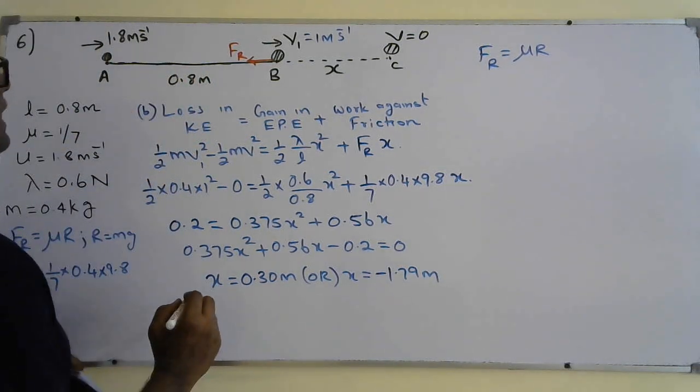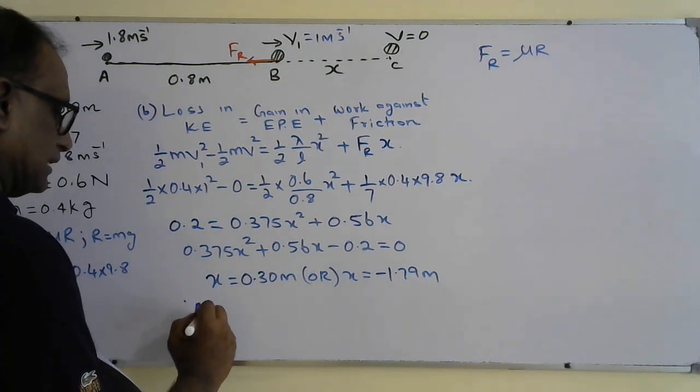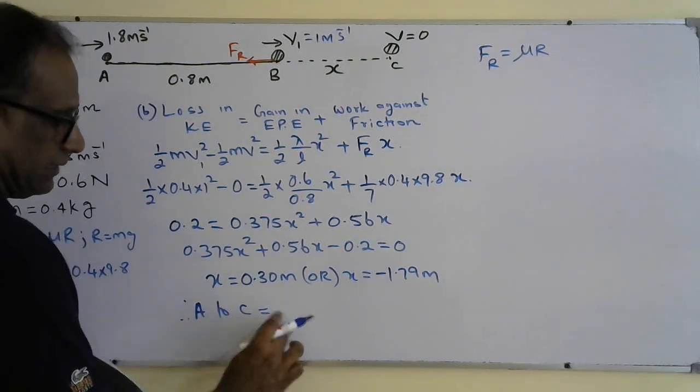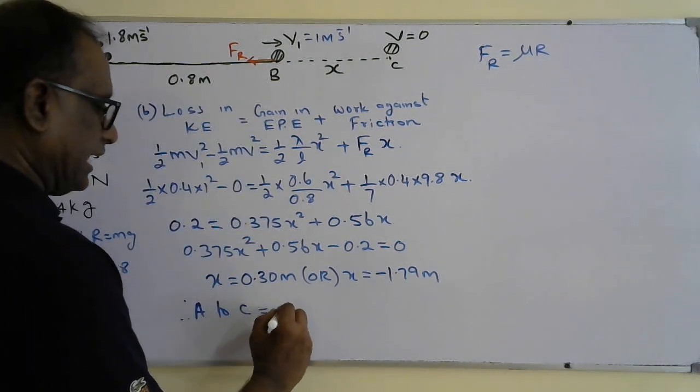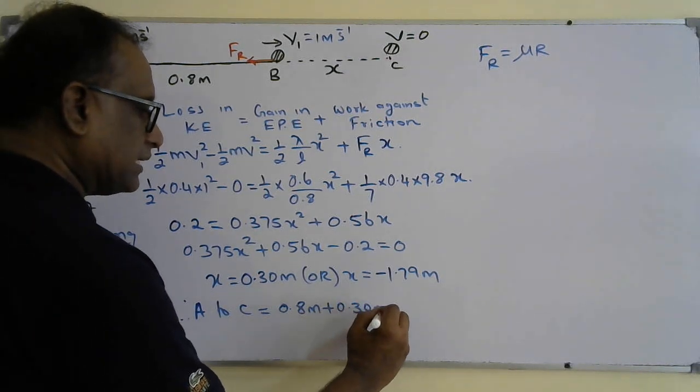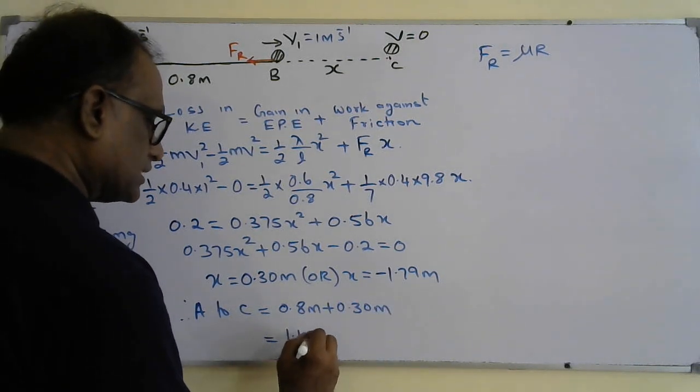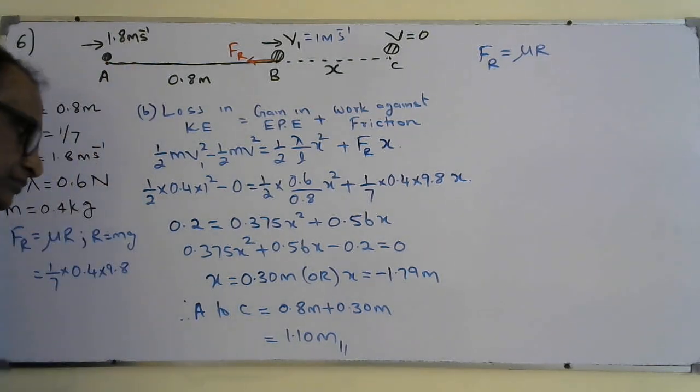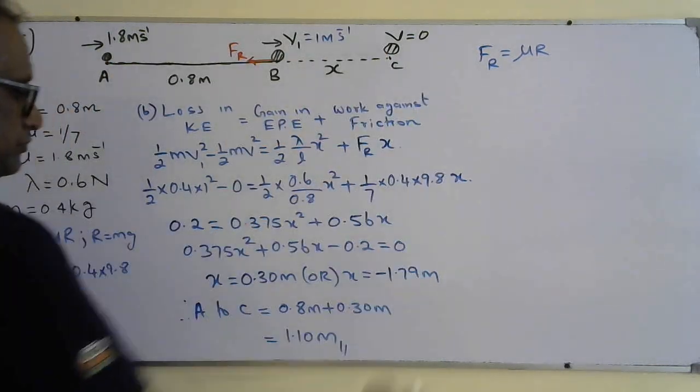Therefore, the distance A to C is equal to 0.8 meters plus 0.30 meters, that will be 1.10 meters. That's the answer. The question is about the distance from A to C.